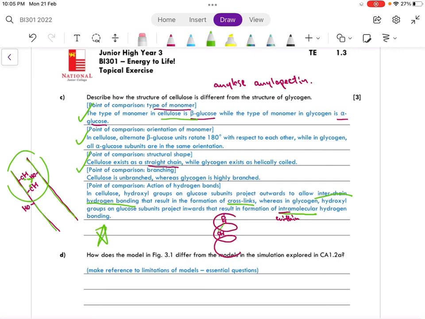One thing to take note of, actually, if you want to, you can give your answers in the form of a table. There's actually nothing wrong with that. Okay, but if you want to give your answers in a table, I need 3 columns from you. One of them is on the characteristics. Then the next ones are on what you're comparing. So for example, cellulose, and then glycogen. Okay, you can actually do a table in your answers.